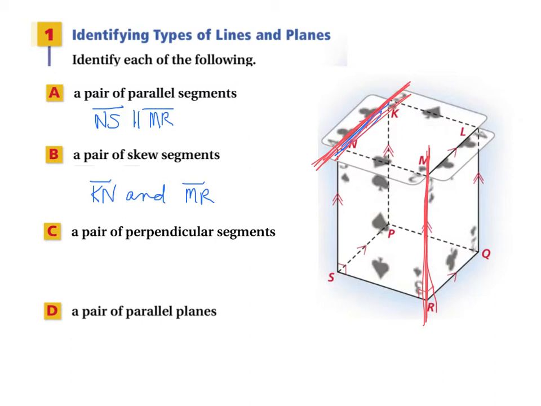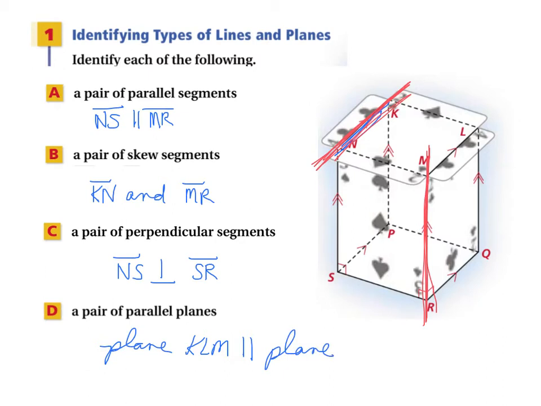C, a pair of perpendicular segments. Here's a perpendicular intersection. So we could say segment NS is perpendicular to segment SR. And then D, a pair of parallel planes. You could say plane, let's do the top, which is KLM, is parallel to plane, the bottom, PQR. There would be examples of all 4 of those.